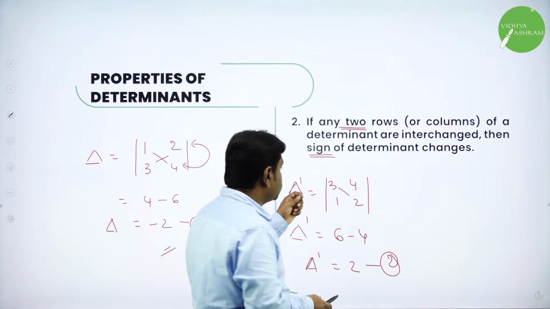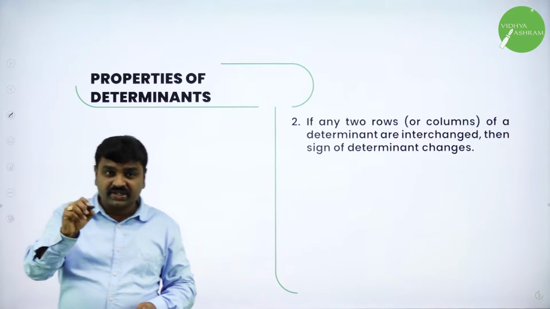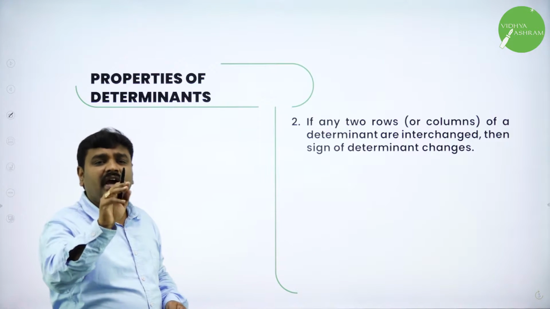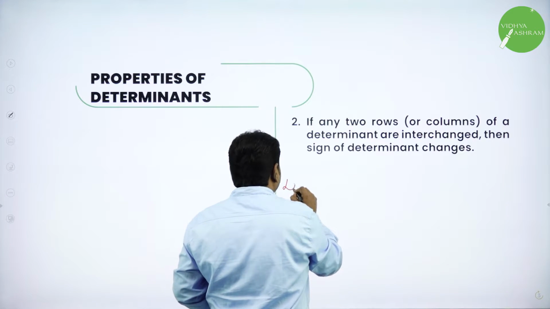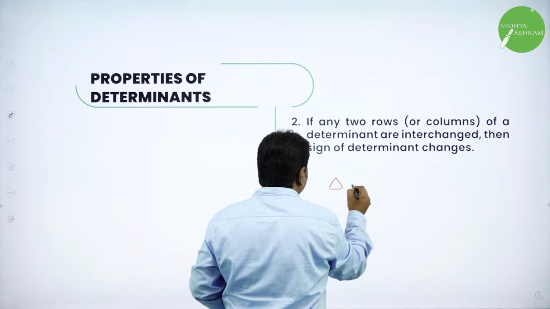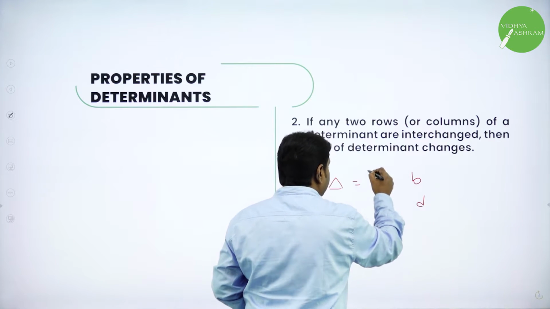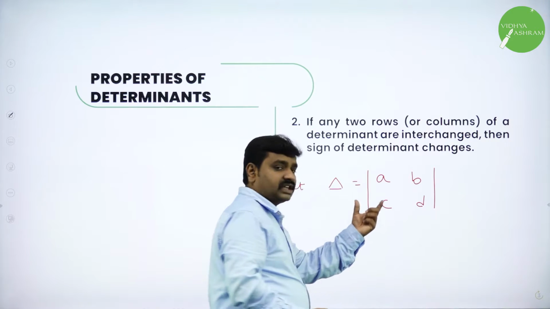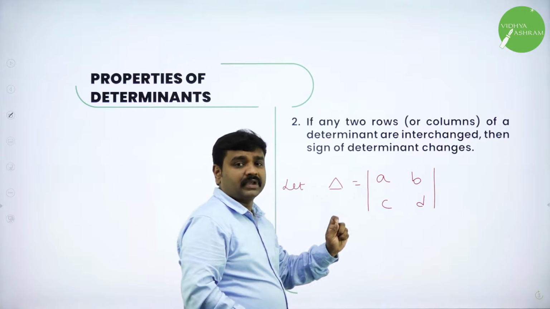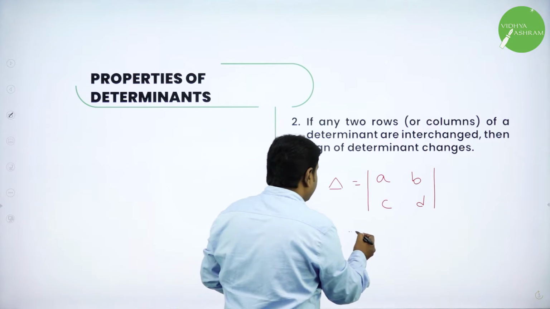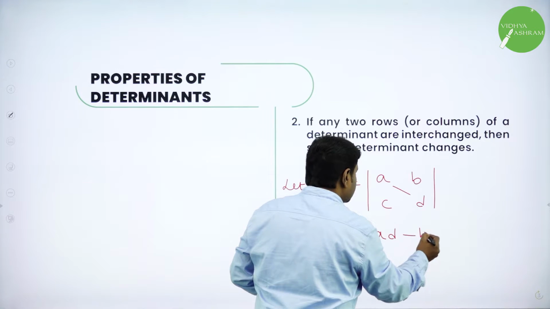Now this, if they ask you to prove, you cannot prove by taking numbers. If they ask you to prove the property, prove it by taking alphabets. So now let the proof start like this. Let delta be equal to the determinant of A B C D. If I put straight lines like this, it represents a determinant. Now expand this: A into D is AD minus B into C is BC.